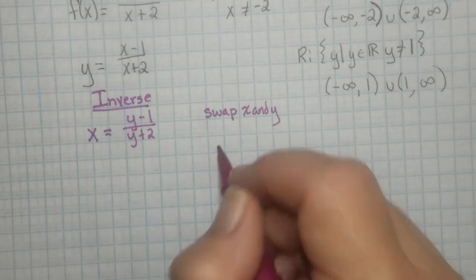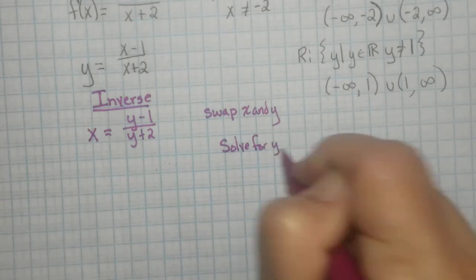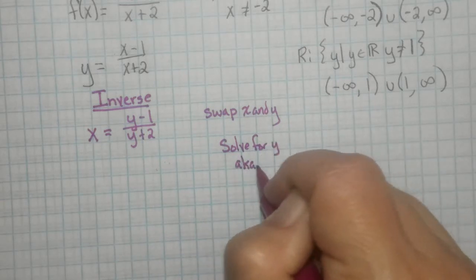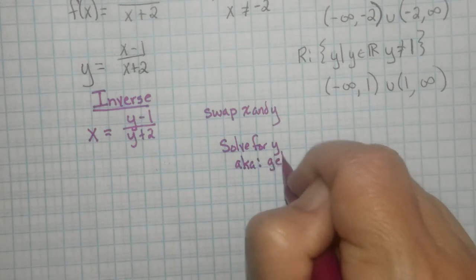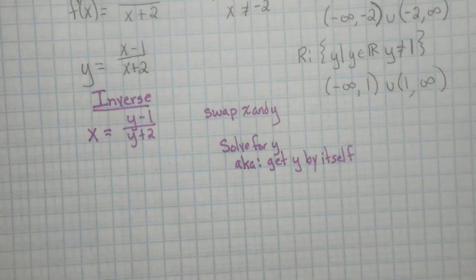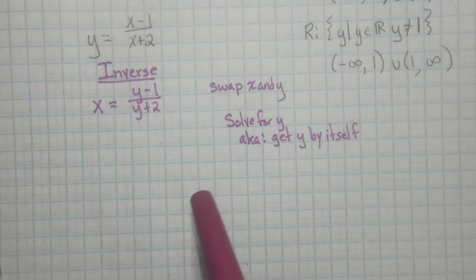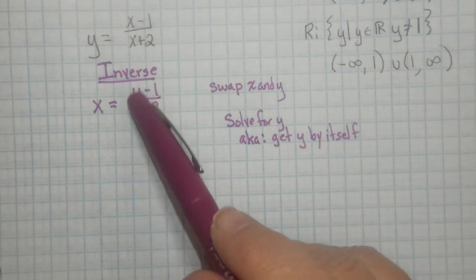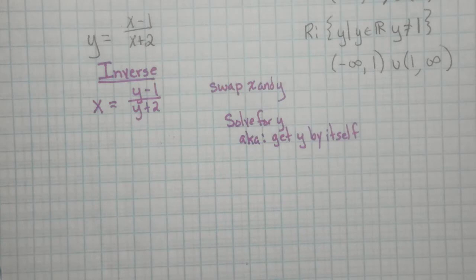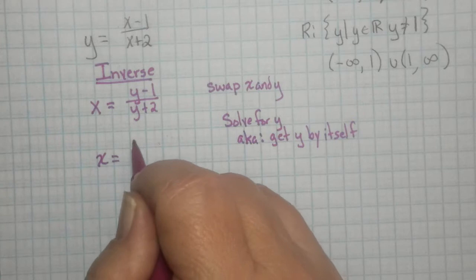Once I've made that exchange, I want to solve for y. So what I really want to do is get y by itself. So when I say I'm solving for y, I'm getting y on one side of the equals and everything else on the other side of the equals. Well, in this situation, it's a little more complicated than some other problems because I have the y in two different places. So the first thing I'm going to want to do is eliminate having this fraction. So I'm going to bring everything down.